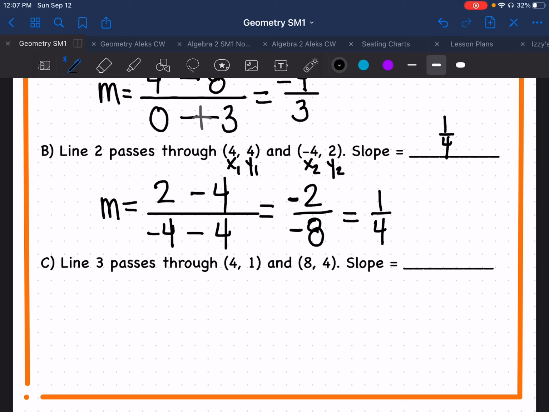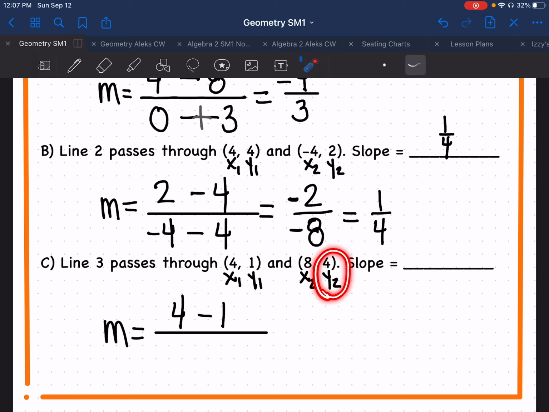All right, one last time. Line 3 passes through the point 4, 1. Remember, x1, y1, and 8, 4, x2, y2. Let's go ahead and find the slope. Remember, I'm going to subtract the y's on the top. 2 minus 1, y2 minus y1. And on the bottom, the x is in the same order. x2 minus x1.